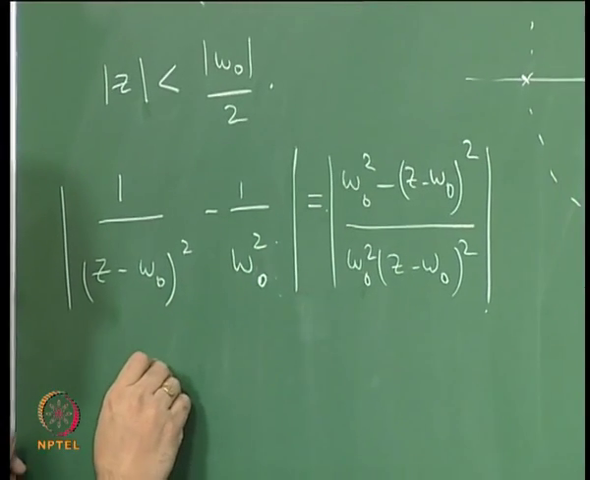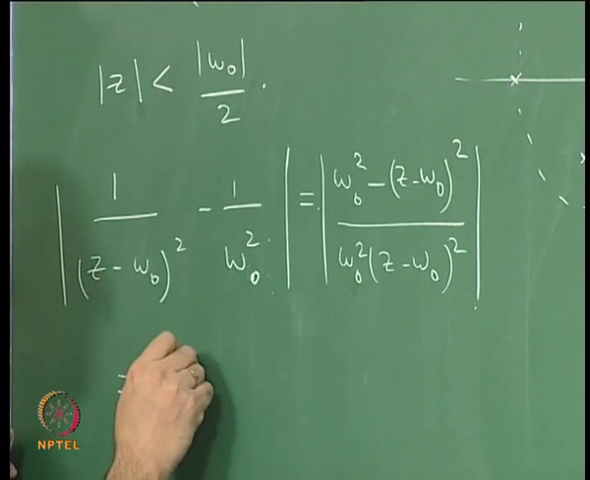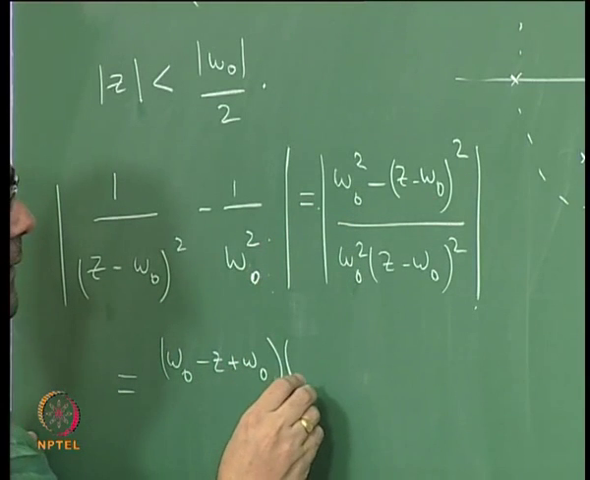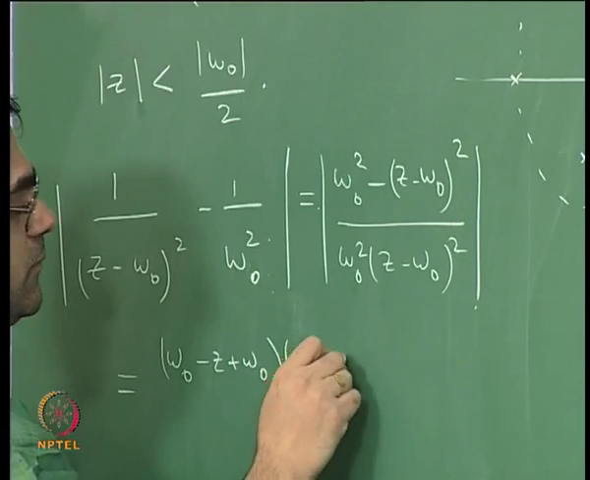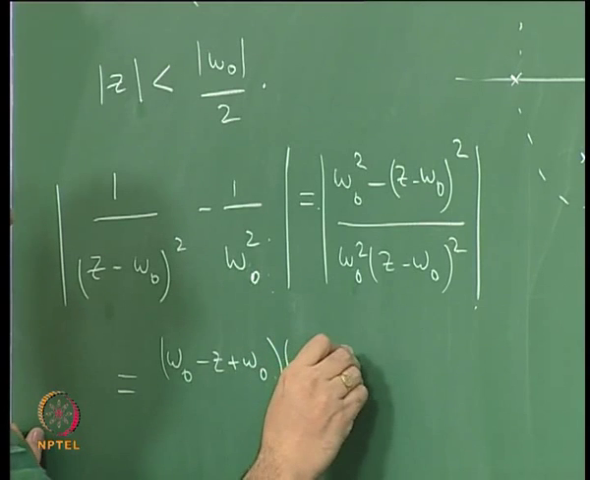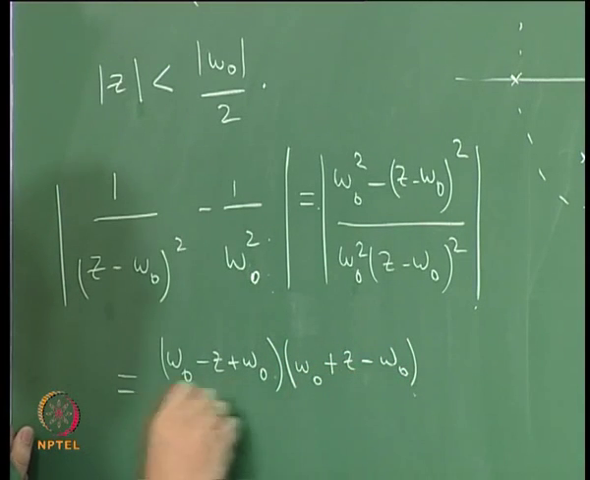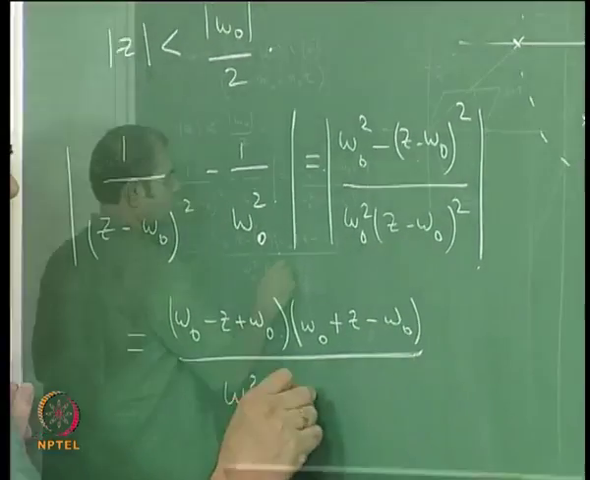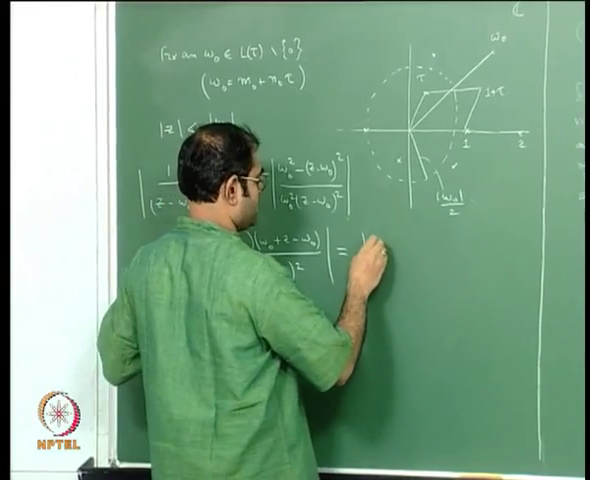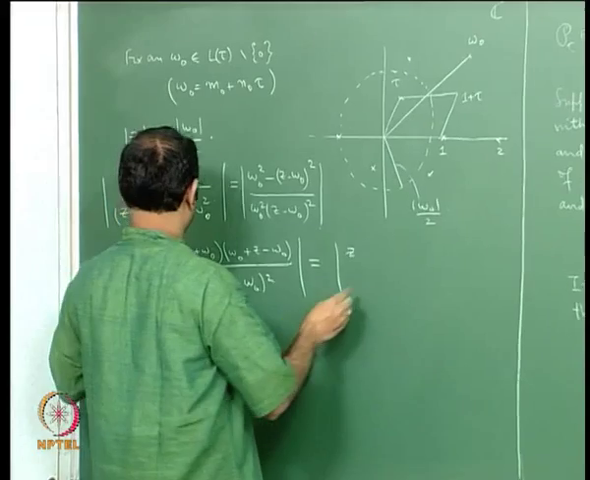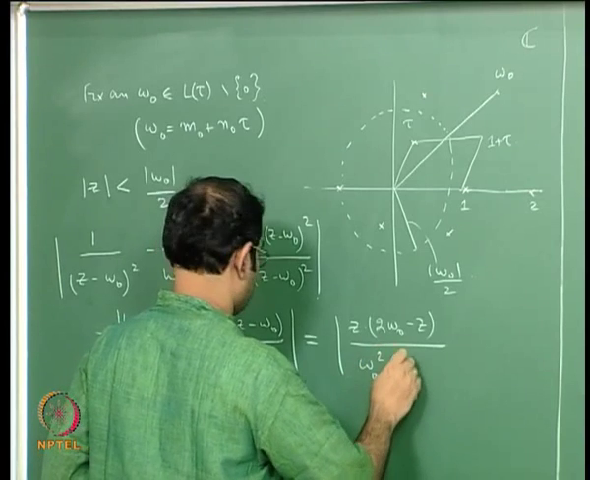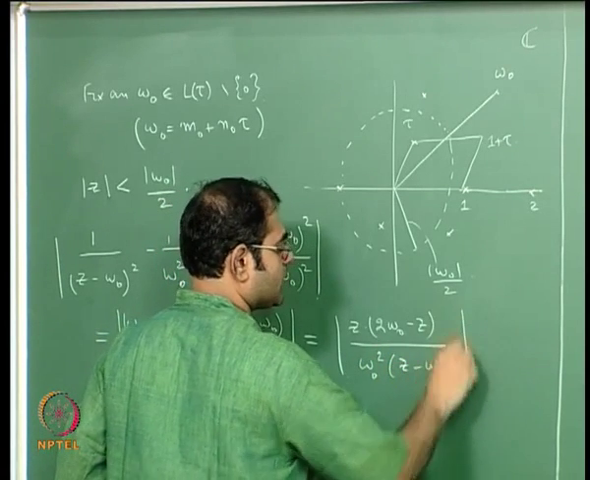Which is, well, omega naught minus z plus omega naught, into omega naught plus z minus omega naught, divided by omega naught squared into (z minus omega naught) squared, and that turns out to be z into (2 omega naught minus z) by omega naught squared into (z minus omega naught) squared.